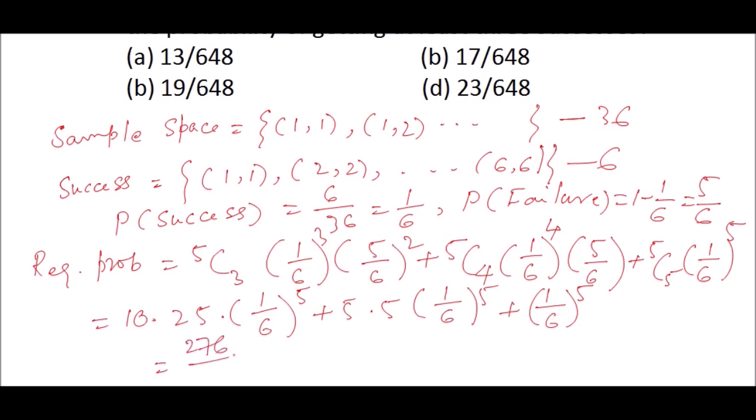If you further simplify, you will get 276 divided by 6 to the power of 5. If you further simplify, it will be 46 divided by 6 to the power of 4, and with further simplification, 23 divided by 648, and that is our required probability. Therefore, you see our option D is the correct option.